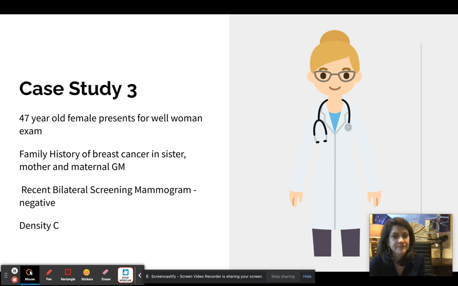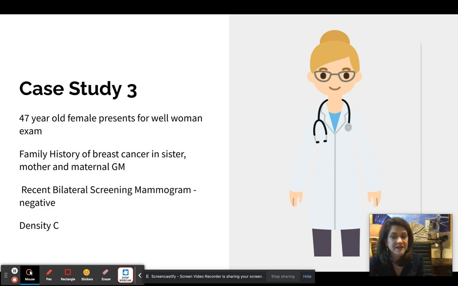Case study 3. You have a 47-year-old woman that presents for a well-woman exam. She tells you she has a family cancer history in her sister, mom, and her grandmother, all maternal. So here we have one lineage with lots of breast cancers. She recently had a bilateral screening mammogram, which was negative, and she has a density C. So what are we going to do for this patient? We should consider genetics. She easily qualifies with 3 affected relatives on the same side of the family.